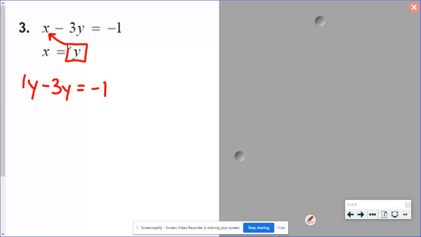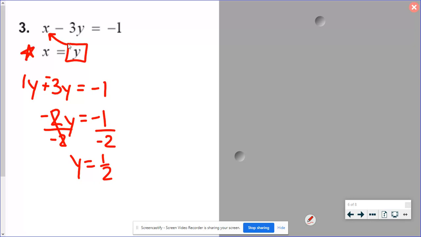I could put a 1, I could do a keep, change. This is going to be -2y equals -1. When I divide by -2, y equals negative divided by negative is a positive 1/2. Well, then when I look at this equation again, it said that x was equal to y, so whatever the y was, then the x is exactly the same thing. So my ordered pair would be 1/2, comma 1/2.